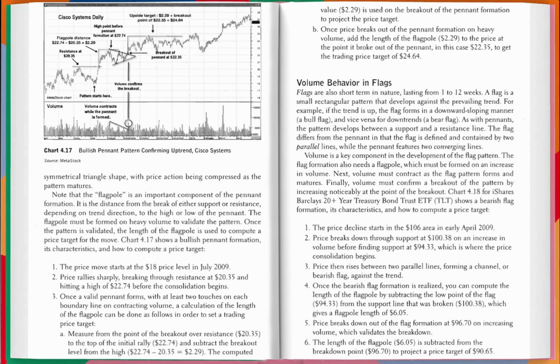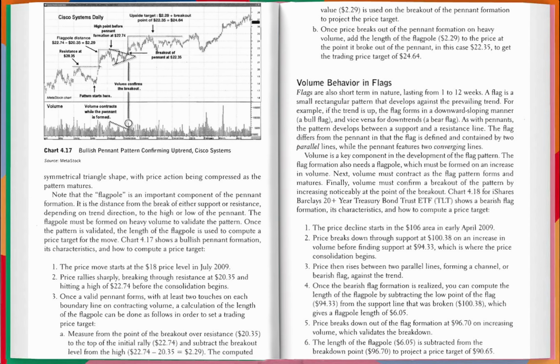A flag is a small rectangular pattern that develops against the prevailing trend. For example, if the trend is up, the flag forms in a downward sloping manner, a bull flag, and vice versa for downtrends, a bear flag. As with pennants, the pattern develops between a support and a resistance line. The flag differs from the pennant in that the flag is defined and contained by 2 parallel lines, while the pennant features 2 converging lines.